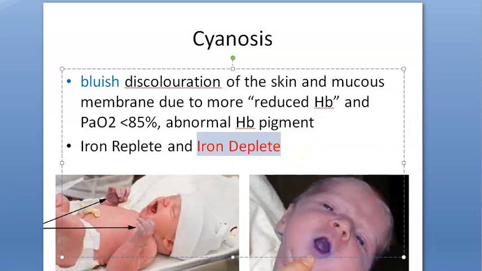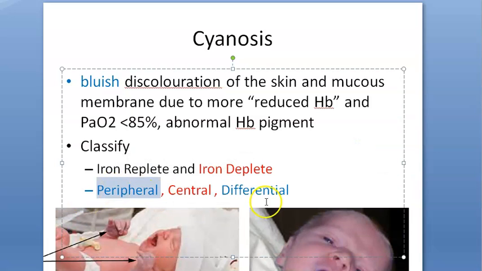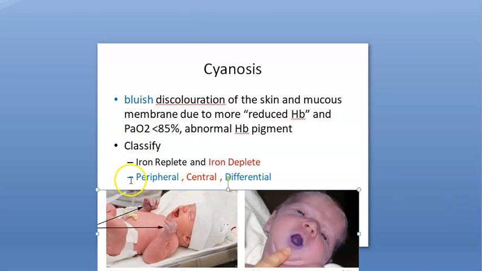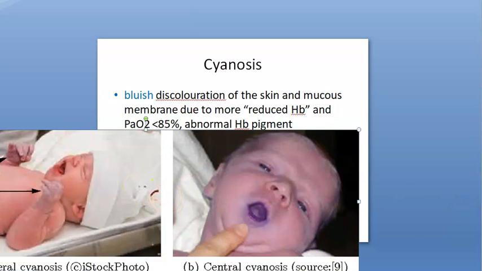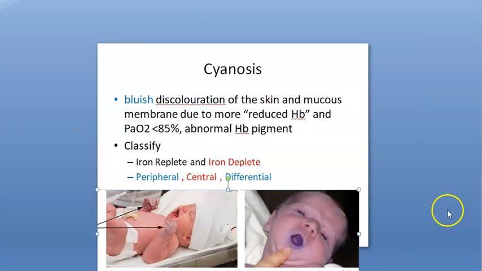Okay, then this is one type of classification of cyanosis. There's one more called peripheral central differential. Okay, this is the other classification. So what they are showing you for this baby here, the first one, they're showing peripheral cyanosis. Only the hand is blue, right? And in the second one, the mouth, the tongue is blue, and also actually the head. But anyways, remember mouth, tongue, this is central cyanosis.